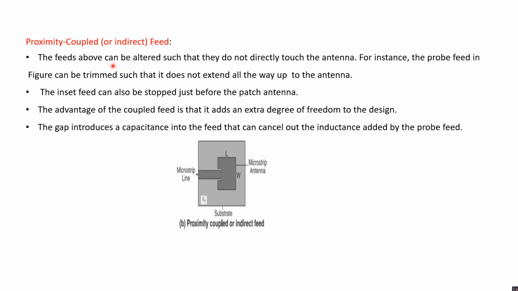Now next is proximity coupled feed. In this case, if the inset feed is stopped just before the patch, or the probe feed is trimmed such that it does not extend towards the patch antenna, then it becomes proximity coupled or the indirect feed. So this is how it looks like.